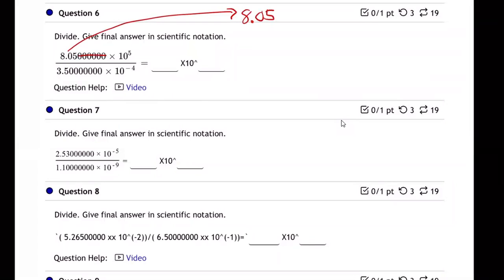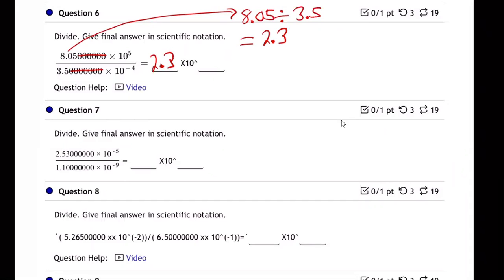8.05. We don't need these zeros at the back. I don't know why they did that. 8.05 divided by 3.5. So just divide the numbers in the front on your calculator. I'm getting 2.3. So 2.3. So that's the first part of the answer.